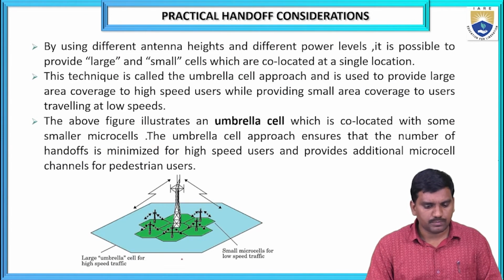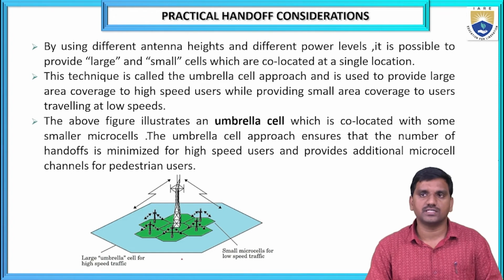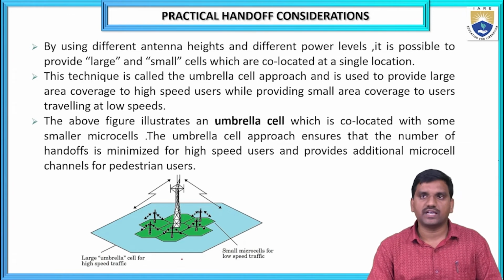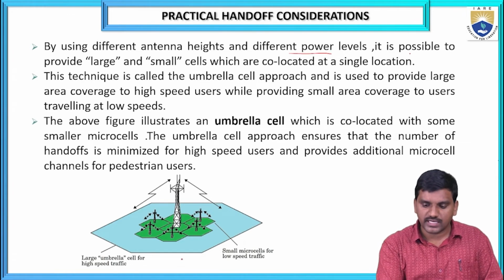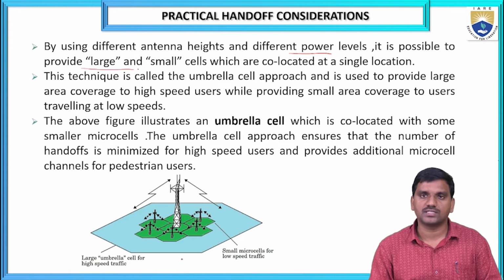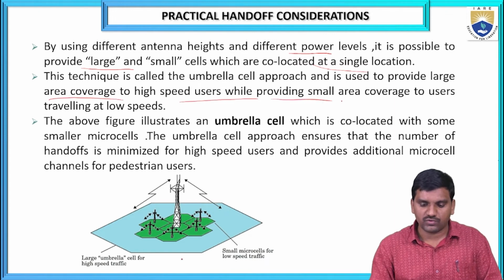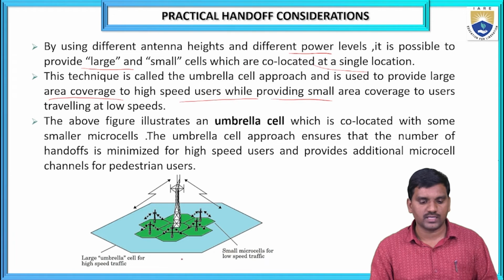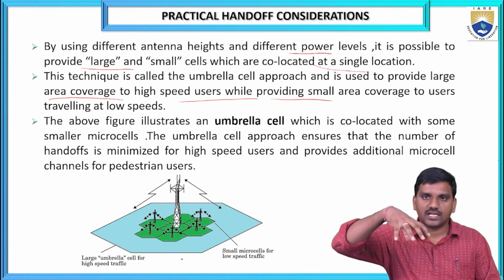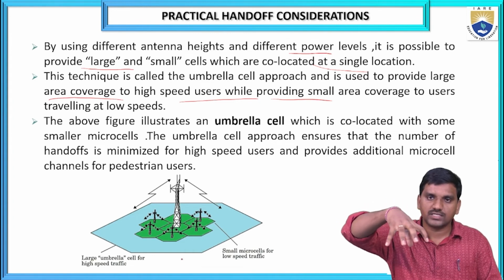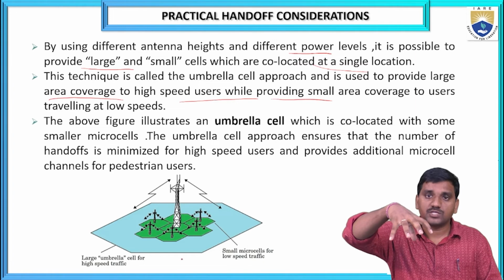Another practical handoff consideration is the umbrella cell pattern. It is a very important topic. By using different antenna heights and different power levels, it is possible to provide large and small cells which are co-located in a single base station. The technique is called the umbrella cell approach. It is used to provide large area coverage to high-speed users while providing small area coverage to users traveling at low speed. The umbrella cell pattern looks like an umbrella. It covers a large area for high-speed users only.